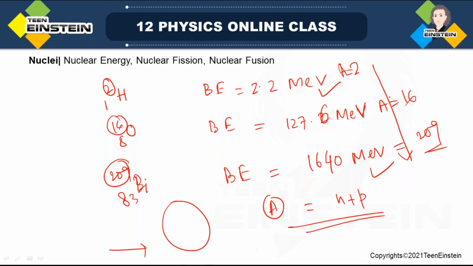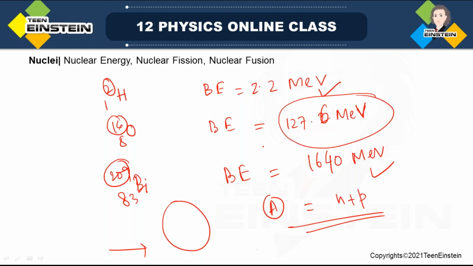Then see how to compare which one is. If the binding energy is more, then the stability of that particular nucleus will be more. Suppose in this case deuterium has less binding energy, so it is less stable than this one and this one. So greater the binding energy, greater is the stability.